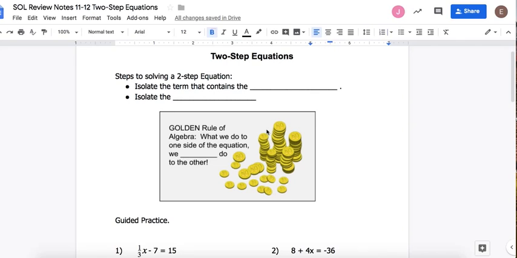Welcome to my SOL review video on two-step equations. Just a quick review of our steps to solving a two-step equation. We want to isolate the term that contains the variable, and then after we isolate the term that contains the variable, then we isolate the variable.